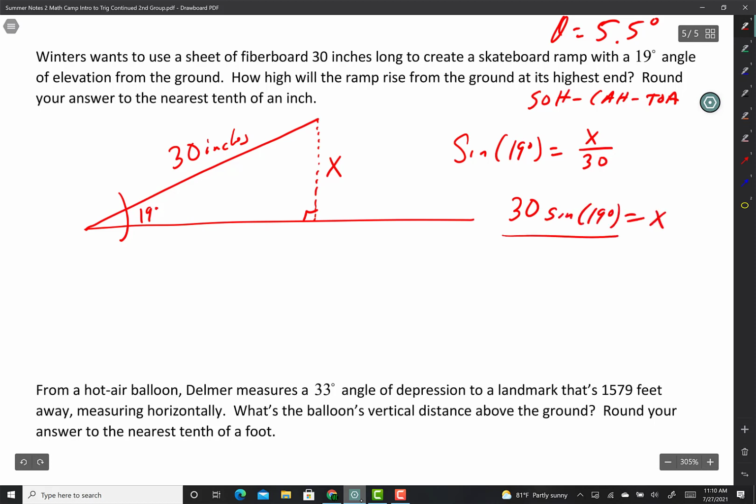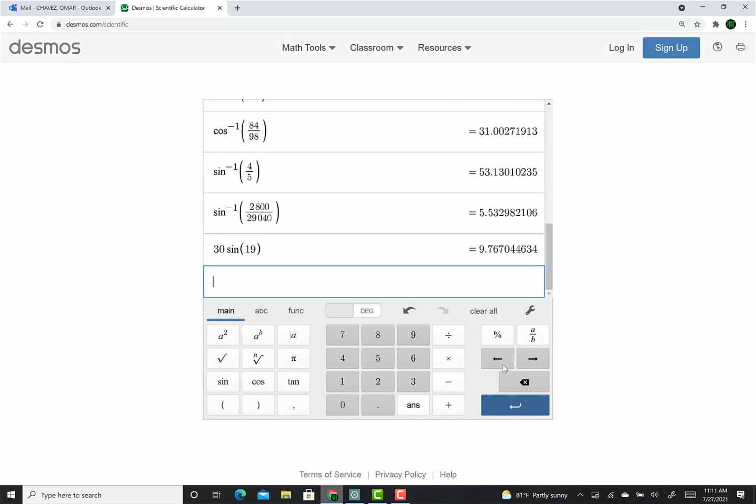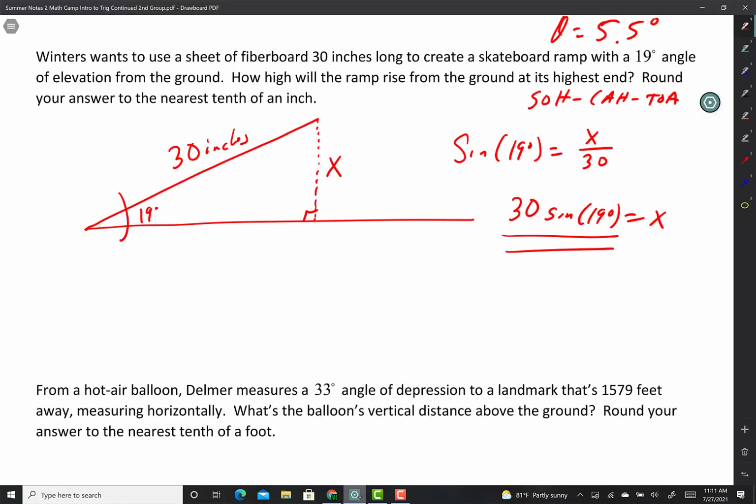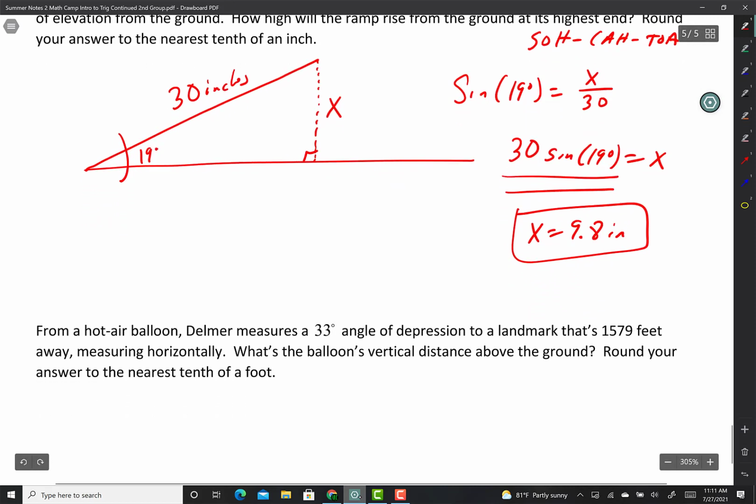And you're actually going to be doing that a lot in physics, guys, to figure out forces. So here we go. I go to my calculator, make sure it's in degree mode, 30 sine 19, and I push enter. 9.76 inches. They said nearest tenth of an inch, so 9.8 inches. Cool. Let's do one more.